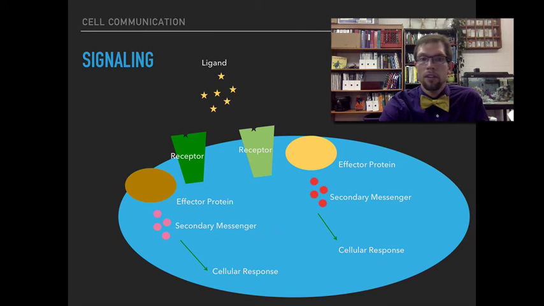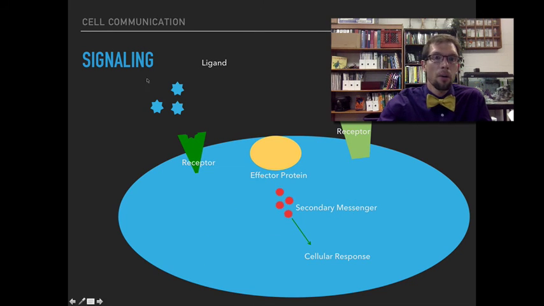Now we can look at the converse, where we looked at how the same signaling molecule produced different cellular responses. Now, how can different signaling molecules produce the same cellular responses? Well, here we can look at the case where we have two different ligands. So this one over here is responding to this receptor, while this one over here binds to this receptor. However, these two receptors might interact with the same effector protein or different effector proteins that produce the same second messengers, which ultimately can lead to a cellular response.